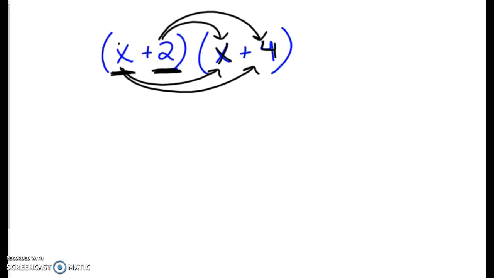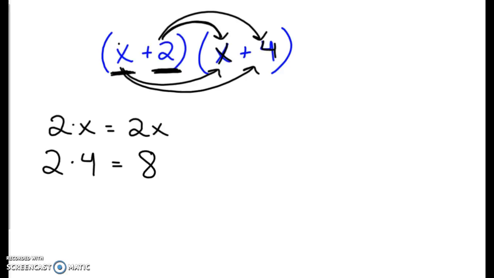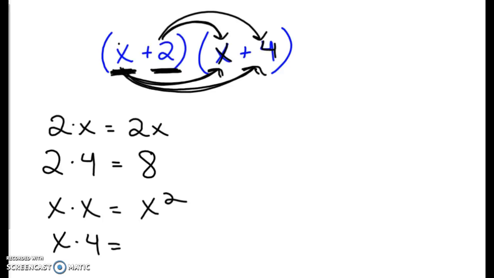So let's first start with the 2. We'll kind of ignore this first x here. 2 times x, we end up with 2x. And then 2 times 4, I end up with 8. So that was the 2, because we multiplied it by both things inside the second set of parentheses. And then the x has to be multiplied by the x, so x times x, we get x squared. And then x times 4, we end up with 4x.